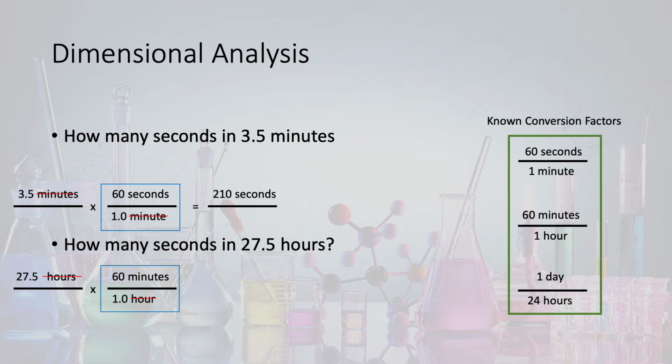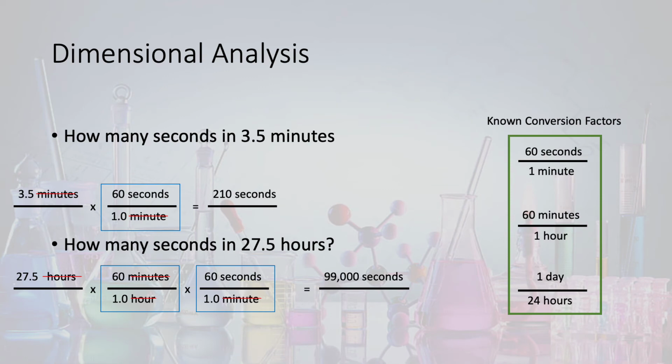When we multiply these together, our units cancel again, and now we are left with minutes in the numerator. However, we are trying to arrive at an answer in seconds. Fortunately, as we used in the last problem, we have a conversion factor to convert minutes to seconds. Using this conversion factor again, we can convert our minutes to seconds by multiplying by 60 seconds over 1 minute. This time our minutes cancel out and we are left with seconds in the numerator. If we perform our arithmetic, 27.5 times 60 times 60, we arrive at 99,000 seconds.